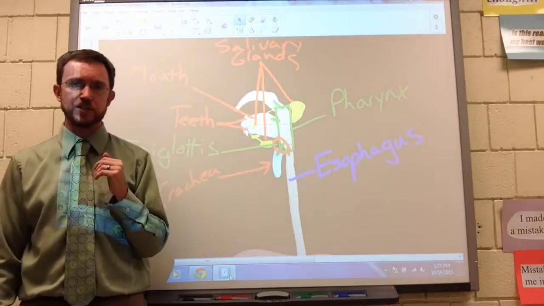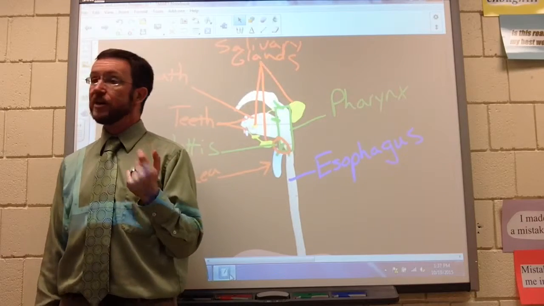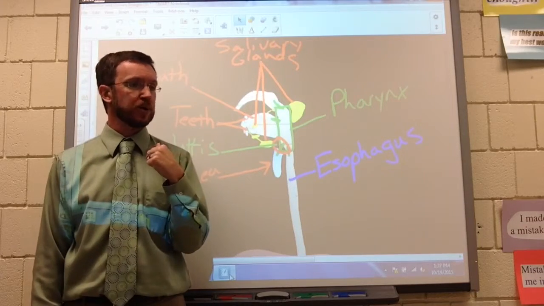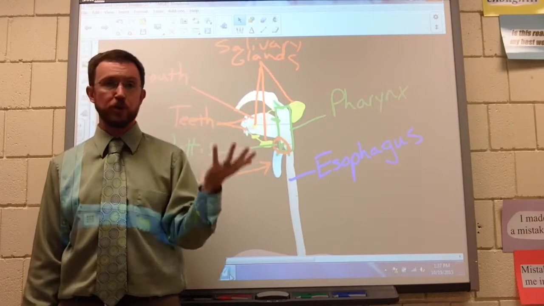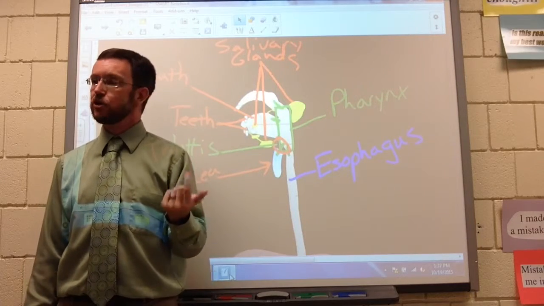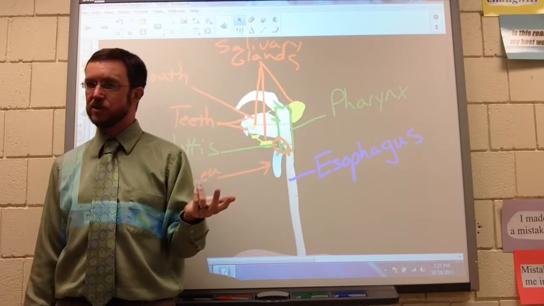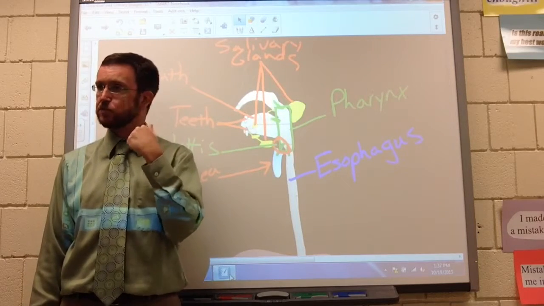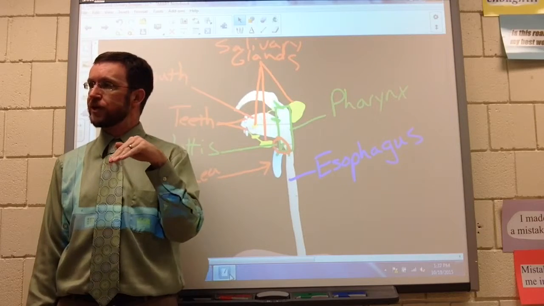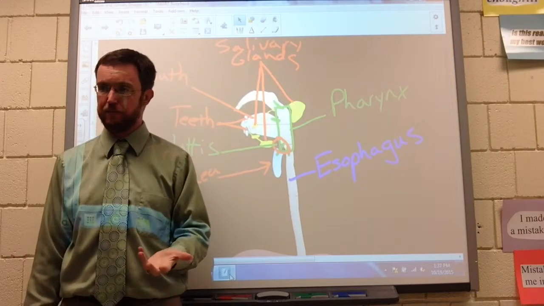Basically what this does, this is the thing that controls whether it's food going down or whether it's air going down. If it's food going down, we need to close off the air pipe so we don't choke on anything, right? So that's what the epiglottis's job is. It's a little flap of tissue that when food is being swallowed or liquid is being swallowed, it will close off the trachea so nothing goes down your windpipe.